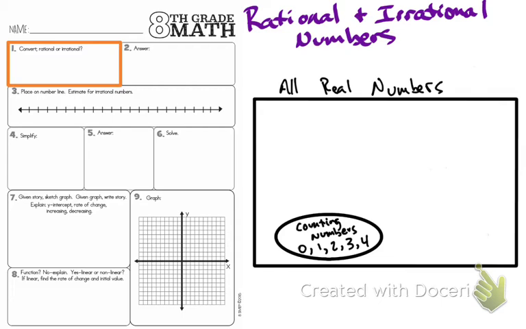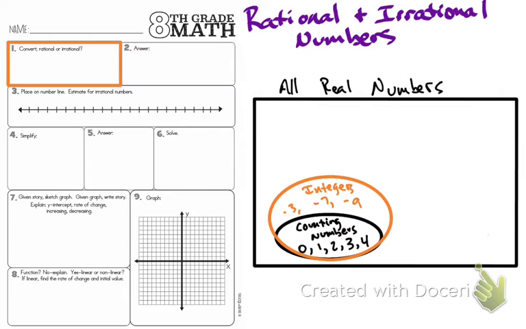Later on in math, we learn about integers. And integers include our counting numbers 0, 1, 2, 3, 4, but they also include negative numbers, or numbers that are on the other side of 0, like -3 or -7 or -9. Integers include all counting numbers, and they also include all whole negative numbers.